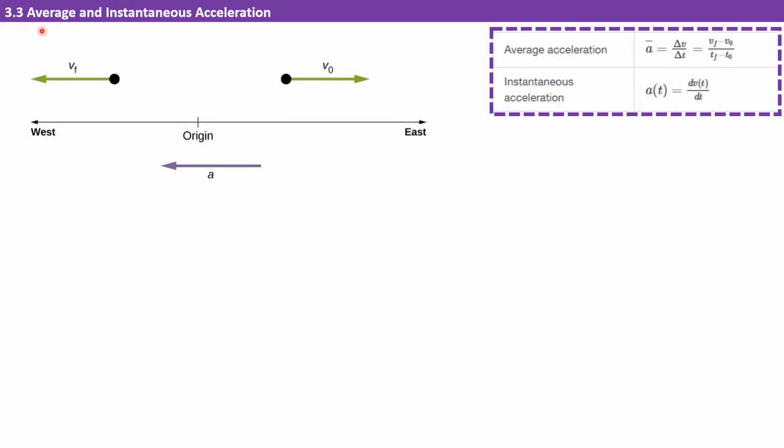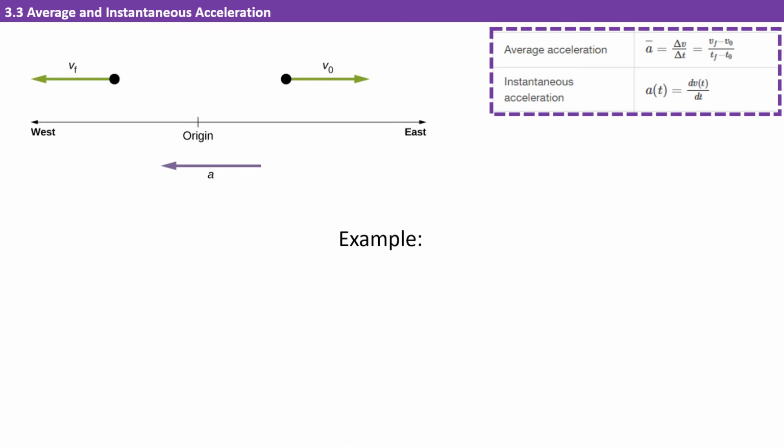One of the things we learned in section 3.3 is that number 1, acceleration is a vector. Number 2, it's the change in velocity over time. And number 3, if you take the derivative of velocity with respect to time, you can find the instantaneous acceleration. So in this particular example, what you see is that initially the object is moving to the right, and finally the object is moving to the left. And so the only way that can happen is if it's decelerating. In other words, the acceleration has to be in the opposite direction to the initial velocity.